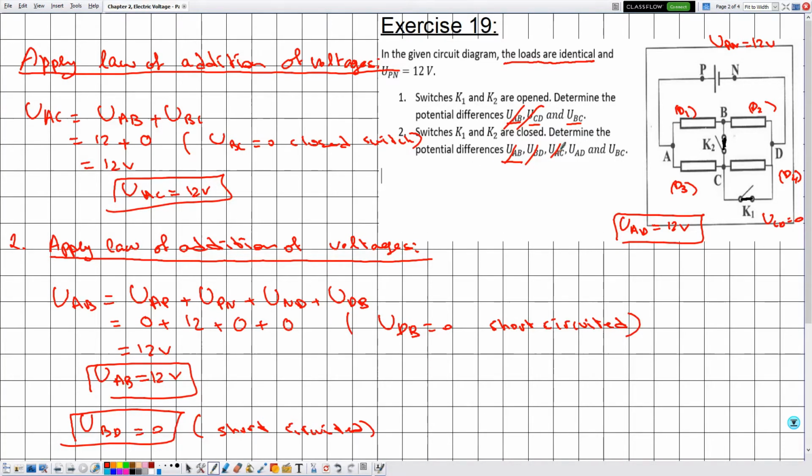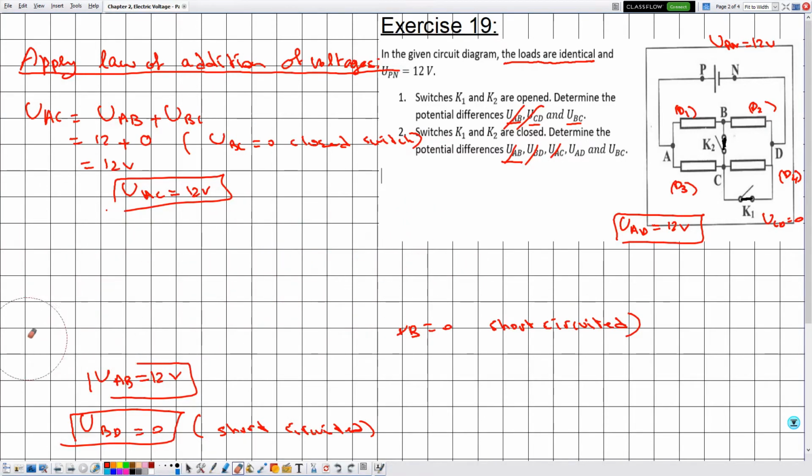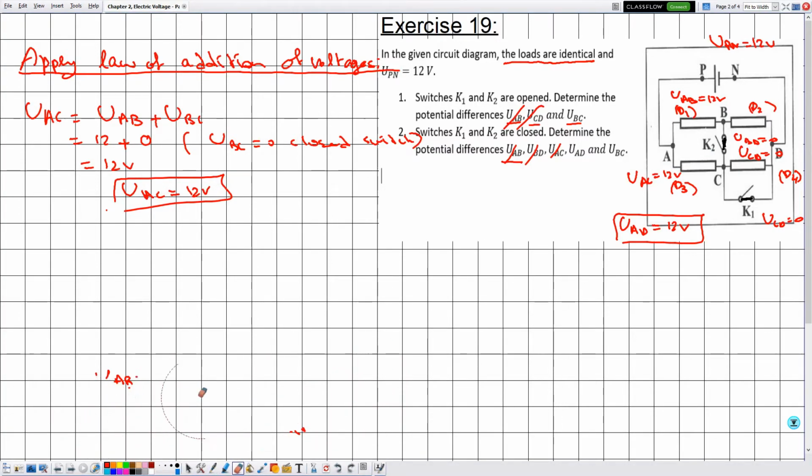And we are done with this. We are now interested in determining UAD. UAD can be determined using the law of addition of voltages. So here let me say that UCD is equal to 0, UBD is equal to 0, UAB is equal to 12 volts, and UAC is equal to 12 volts. So now apply the law of addition of voltages.